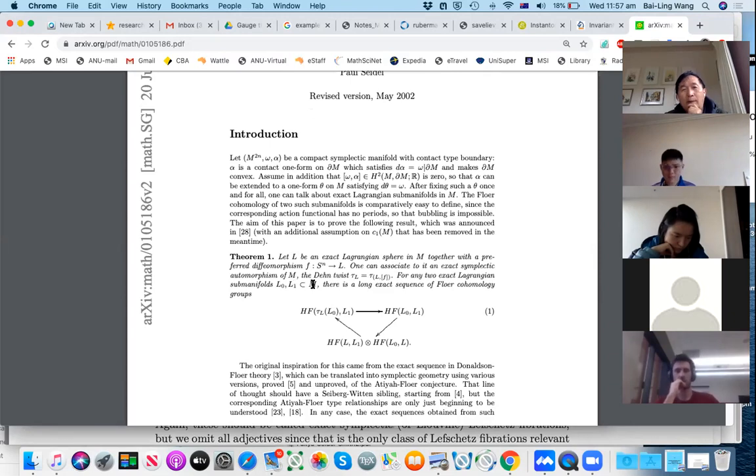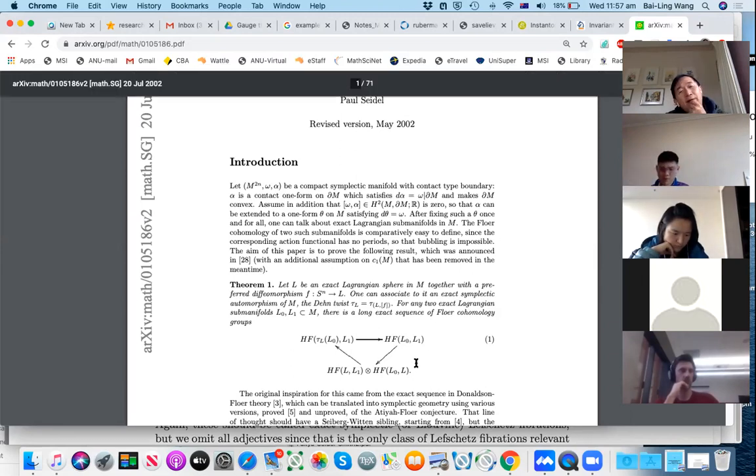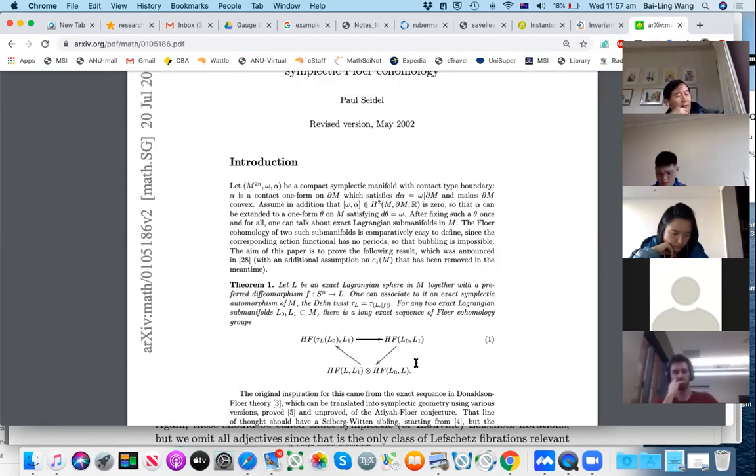This theorem by Seidel, the fourth theorem in the introduction, is important in the Fukaya category. Essentially, in the derived triangulated case, you have the exact sequence, the triangulation. If you look at it from the category point of view, in Lagrangian Floer theory it is a morphism between two Lagrangians.